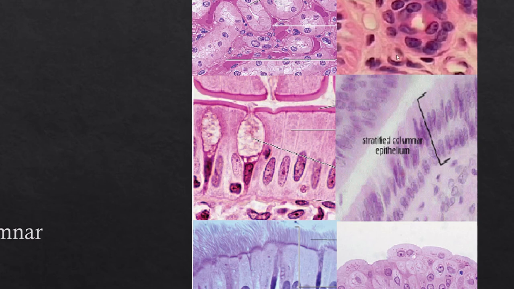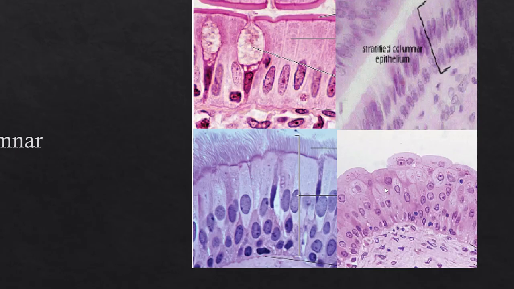Stratified columnar, like stratified cuboidal, tends to only have 2 layers of cells. It's pretty rare, just like stratified cuboidal is pretty rare. Some of our mammary glands and the ducts leading out of our mammary glands have stratified columnar epithelial tissues. And then the last 2 are kind of funky, right?